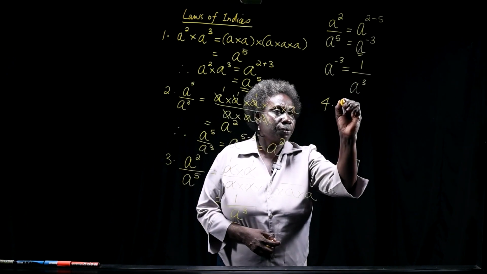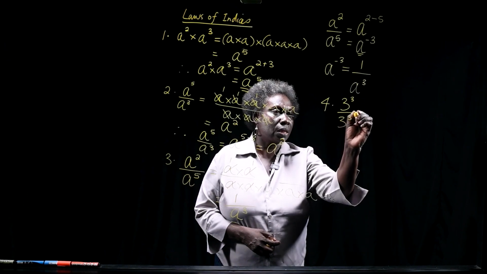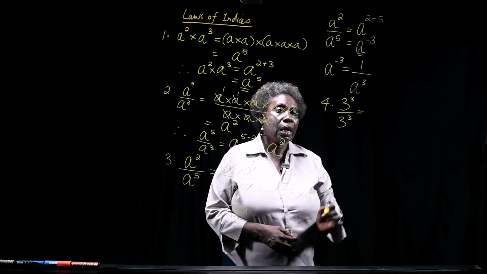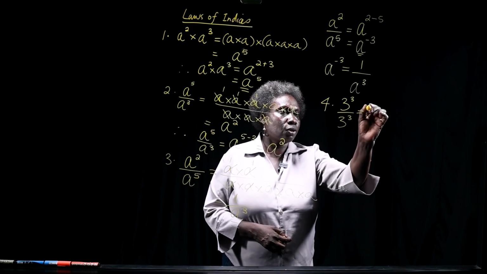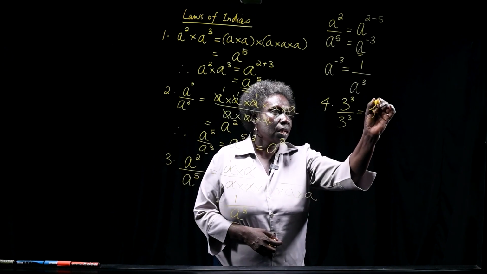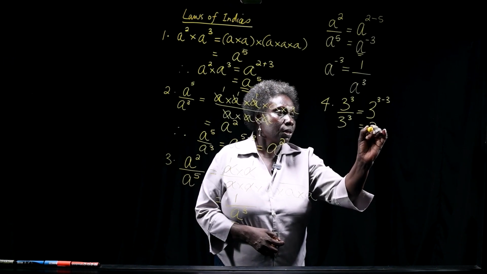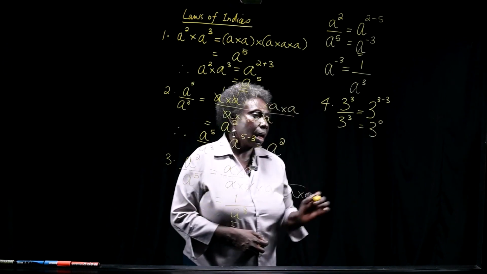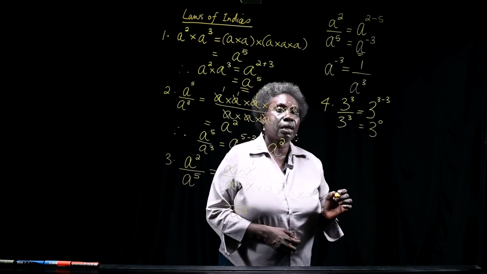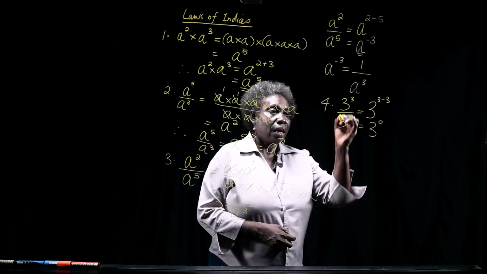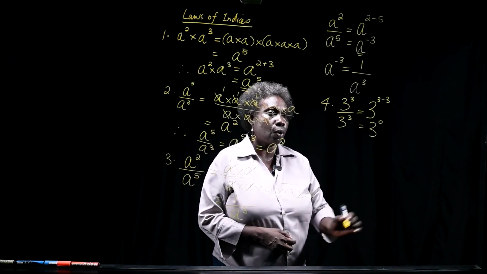Okay, we have 3 to the power of 3 over 3 to the power of 3. Now, we have already seen that they have the same base. So, 3 to the power of 3 over 3 to the power of 3 is the same as 3 to the power of 3 minus 3, which is equal to 3 to the power of 0. Now, we are going to see, by using the expanded form, why we say that when a number is raised to 0, it will always be equal to 1.